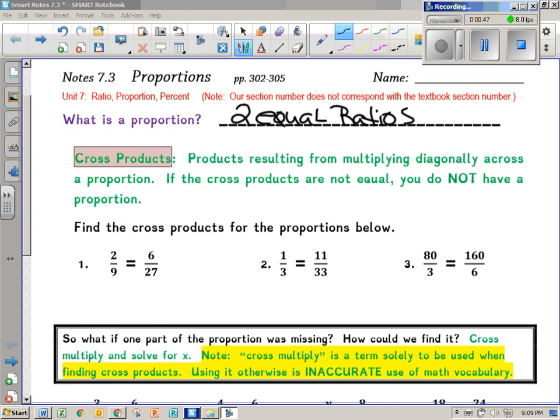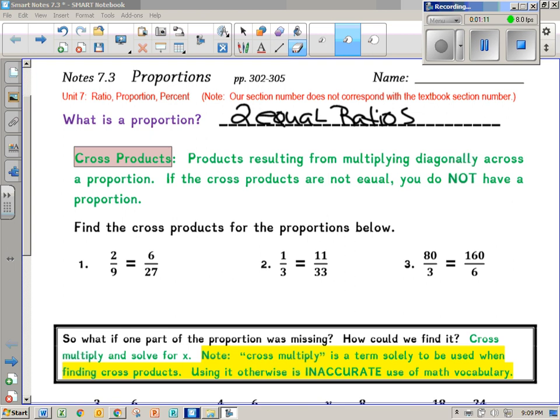Those are all examples of proportions because you can look at them and see that 2 times 3 will give you a 6, and 9 times 3 will give you 27. So using what you know about equivalent fractions, you know that those are equal ratios, which makes it a proportion.